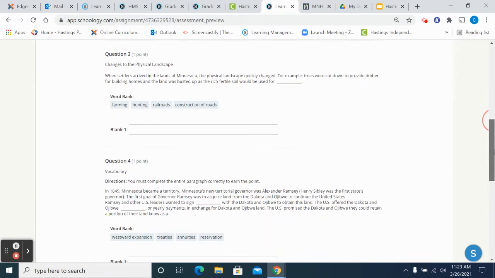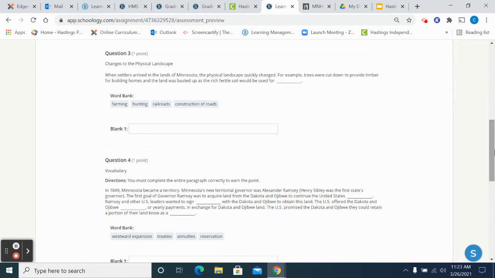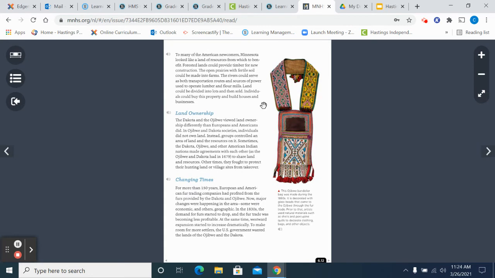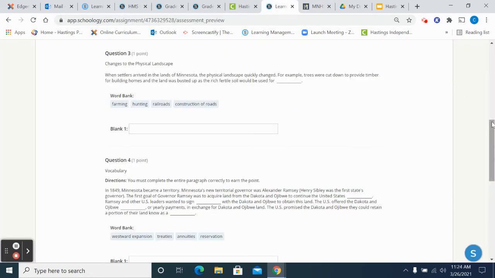Okay. Question number 3. Again, you can be writing this information down as you're watching the video, or the other option is to simply utilize the pause. Changes to physical landscape. Here we go. Number 3. When settlers arrived in the lands of Minnesota, the physical landscape quickly changed. For example, trees were cut down to provide timber for building homes, and the land was busted up as the rich, fertile soil would be used for what? So, again, back to page 6.12, that paragraph that you've already read, that's going to help you, okay, to come up with the correct answer for question number 3.